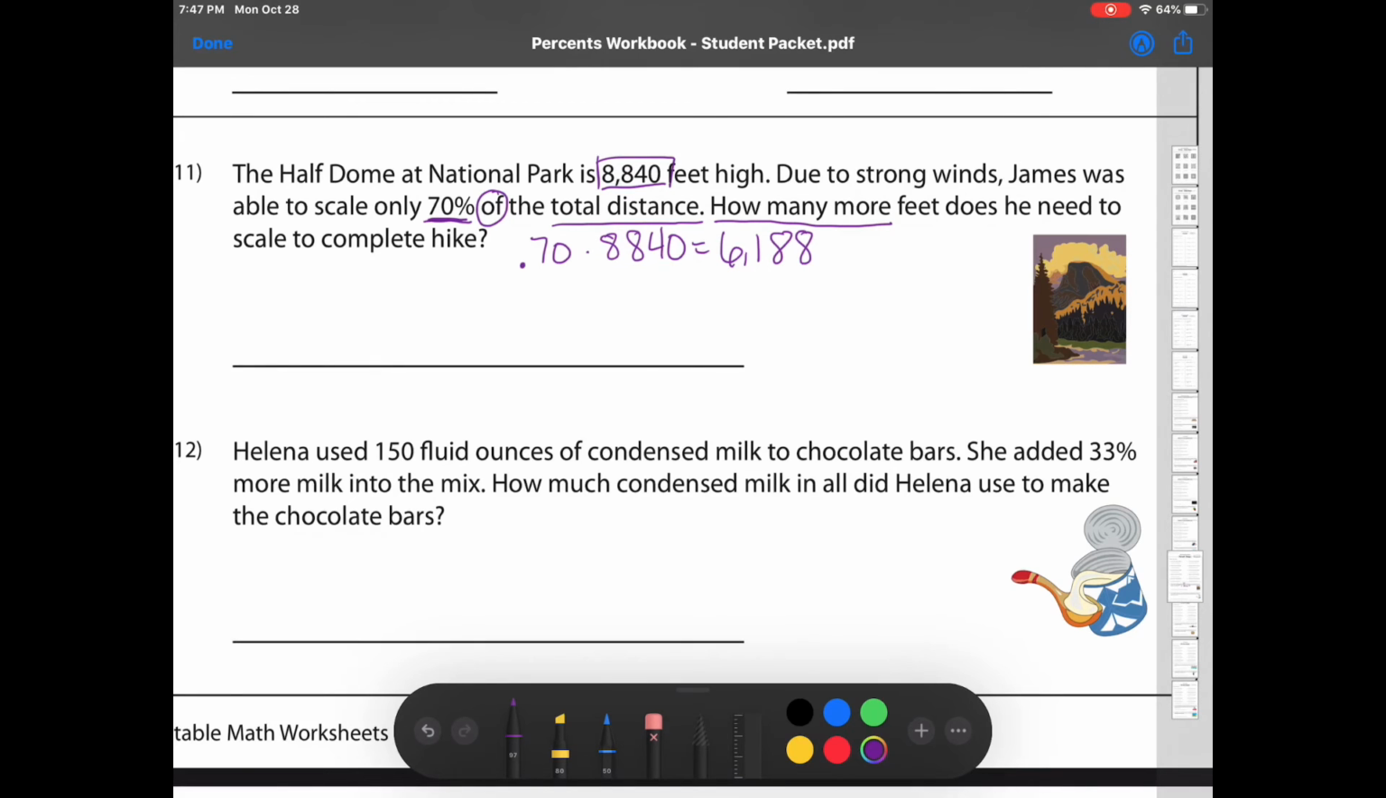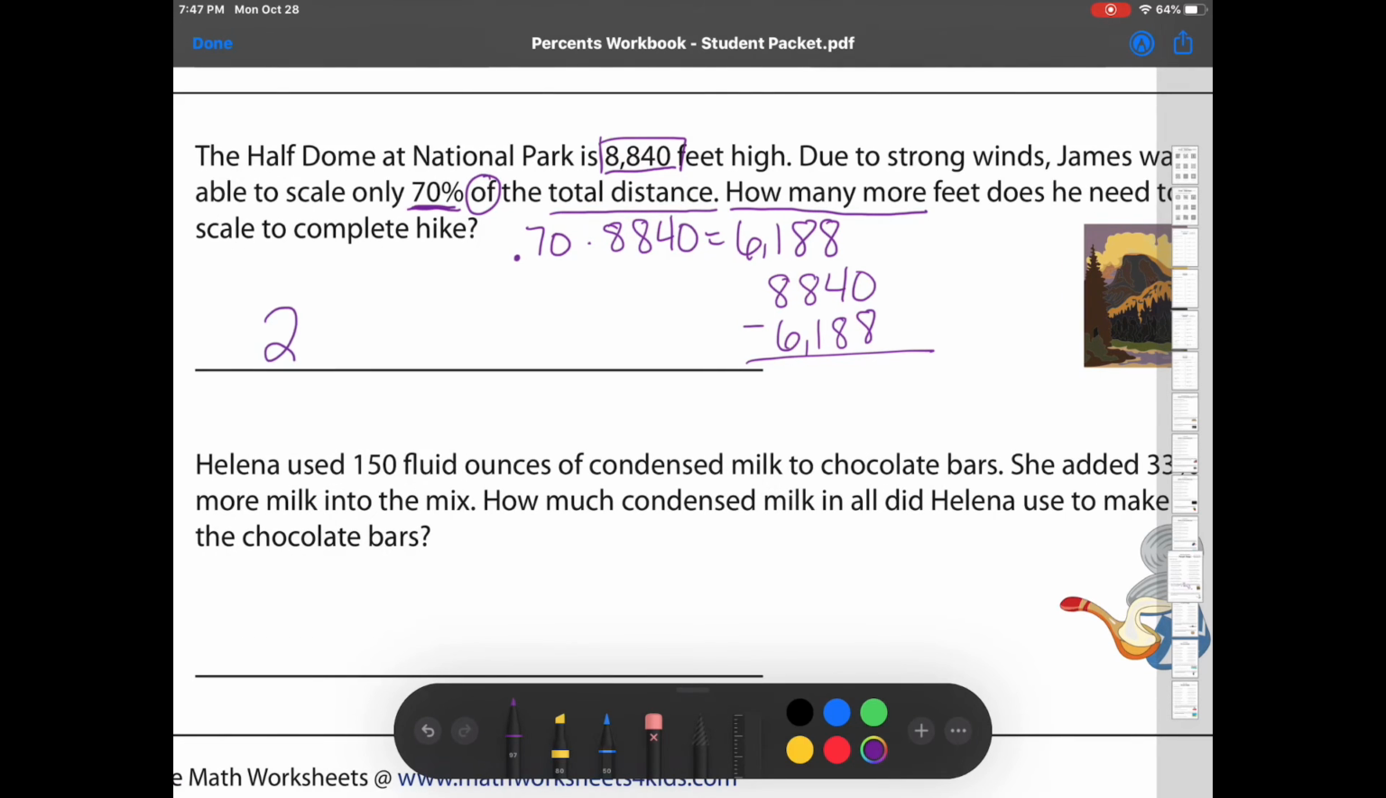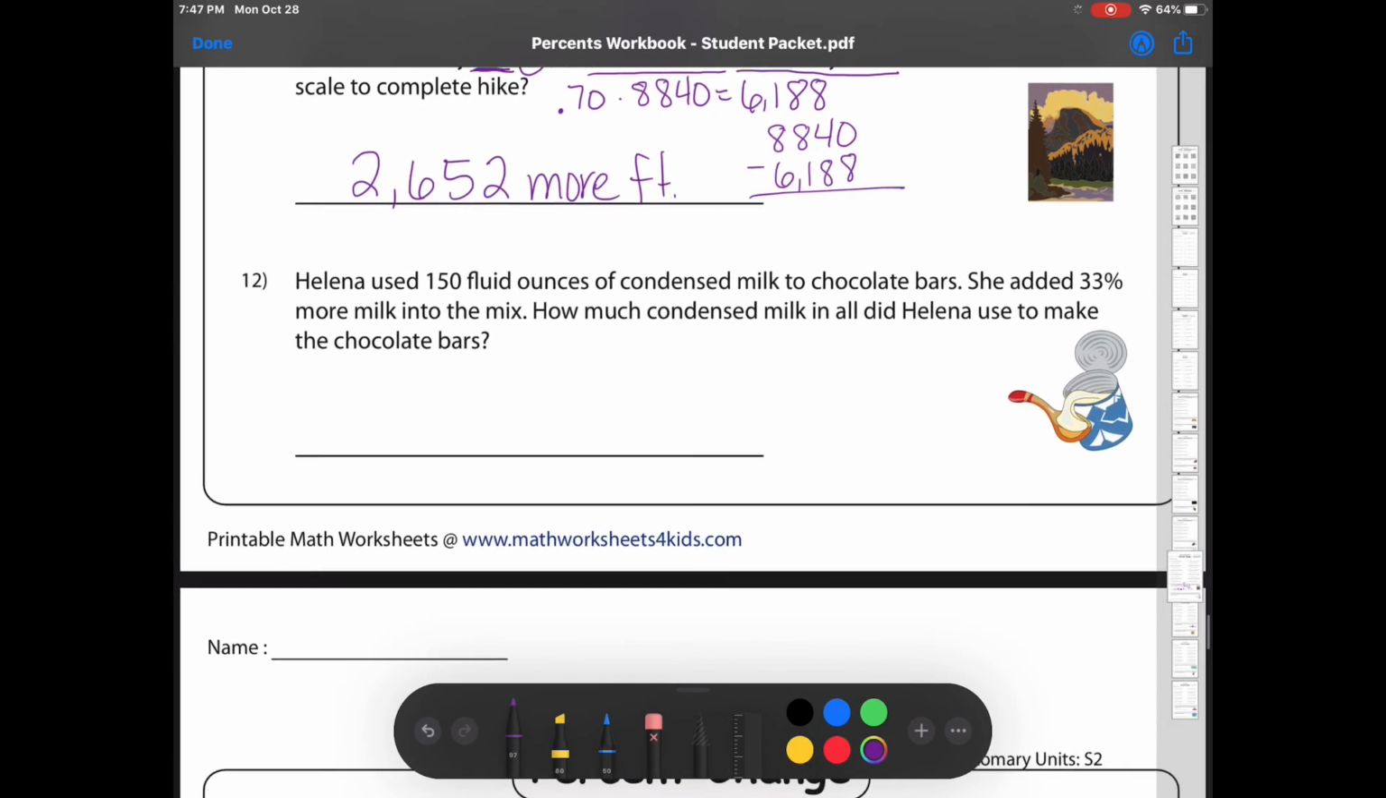But the question says how many more? How many more means subtraction. So I've got to do 8,840 minus the 6,188 he's already climbed to see what's left over. And I end up getting 2,652 more feet.